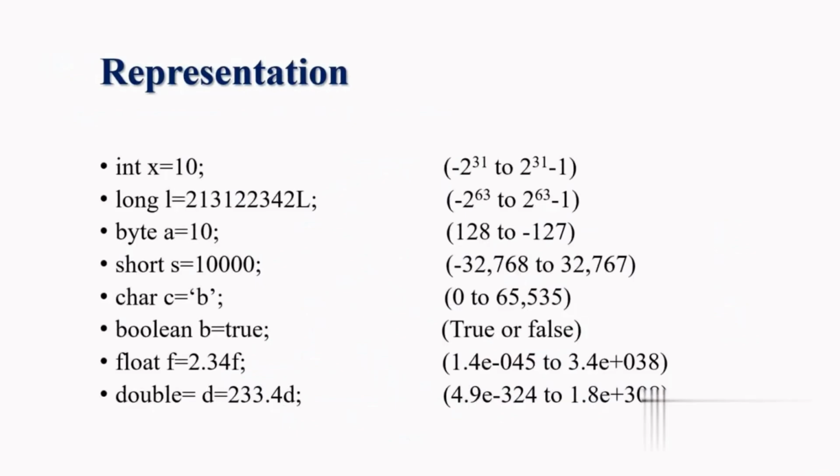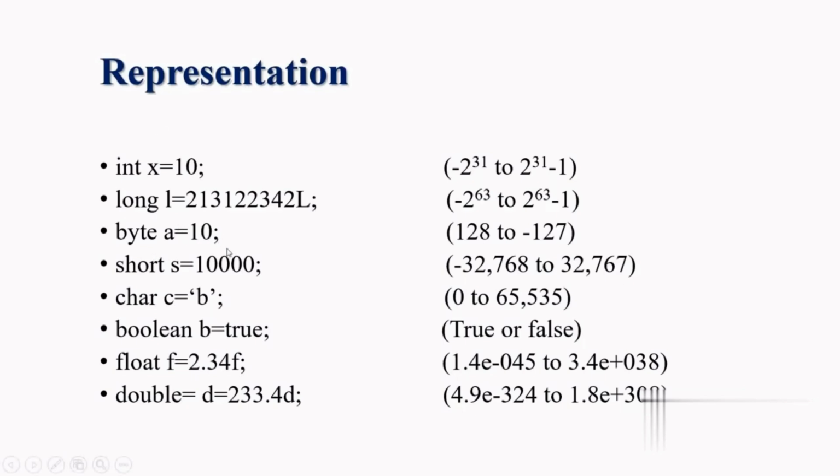See the representation of each data type here. Int x is equal to 10 means 10 is stored in a variable x. x is in integer format. And this is the range of the integer. Here, long L is equal to a certain value that ends with L. Ending with L means it is a long value. Long is used when you need a range of values more than int.